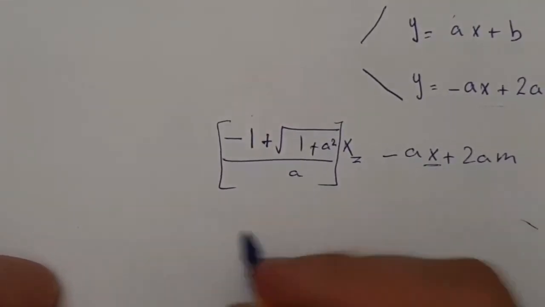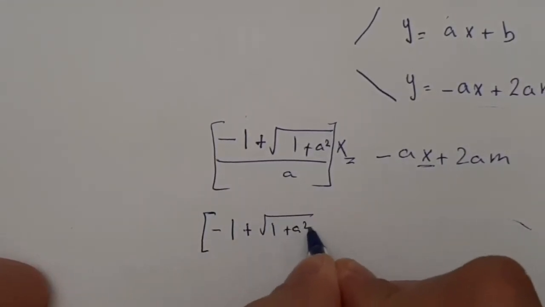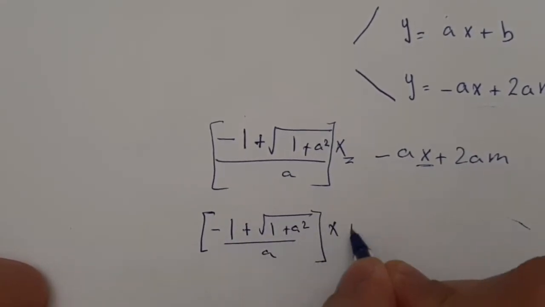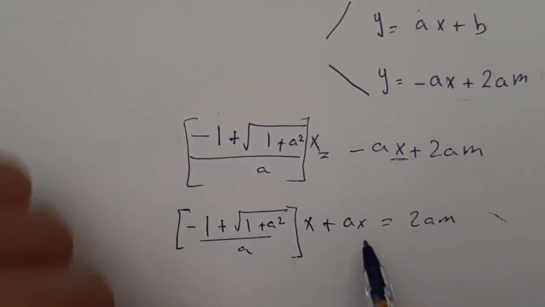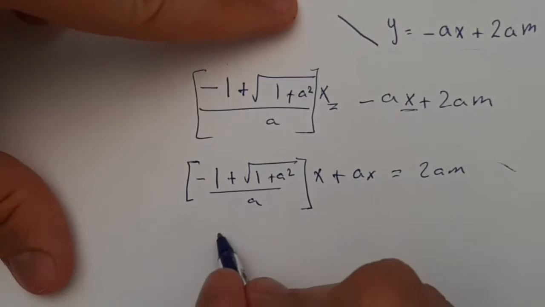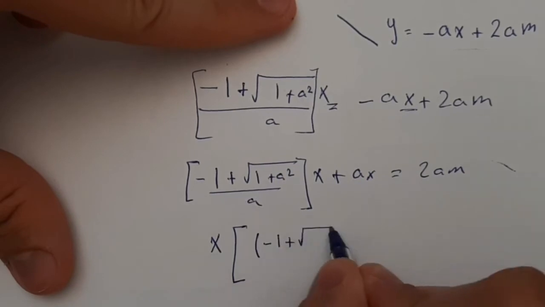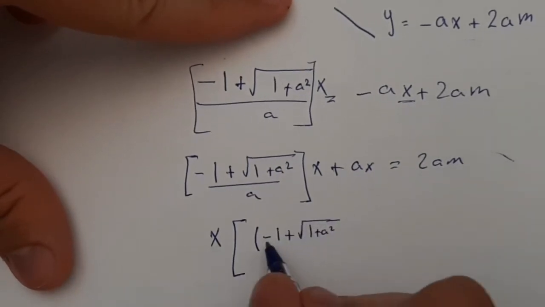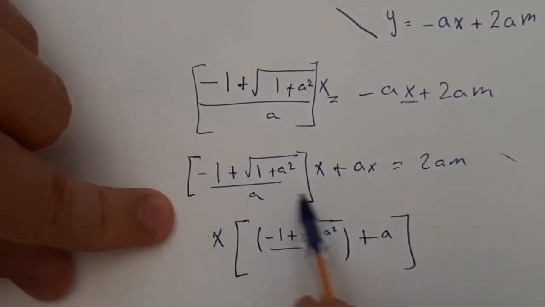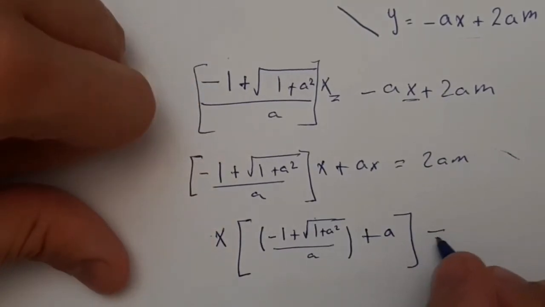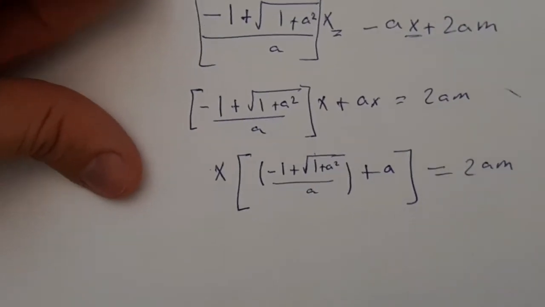So let's join them over here. Minus 1 plus square root of 1 plus a squared divided by a, multiplied by x, plus ax equals 2am. Okay, now I'm going to take the x outside. So x is equal to what? To this, minus 1 plus square root of 1 plus a squared divided by a, plus a. If you multiply the x inside, you will get this back. It is the same thing. Divide by, over here it is equal to 2am.